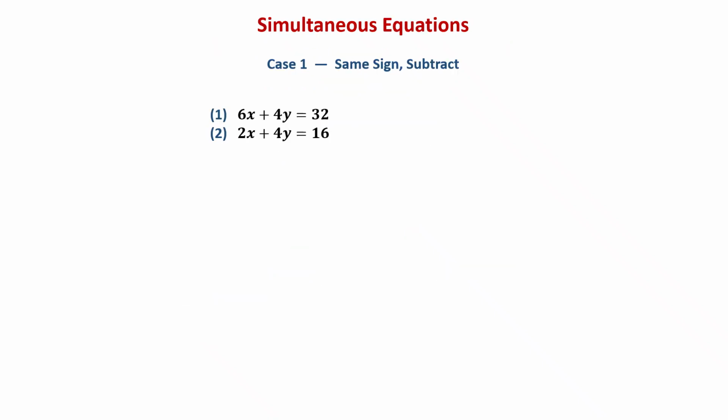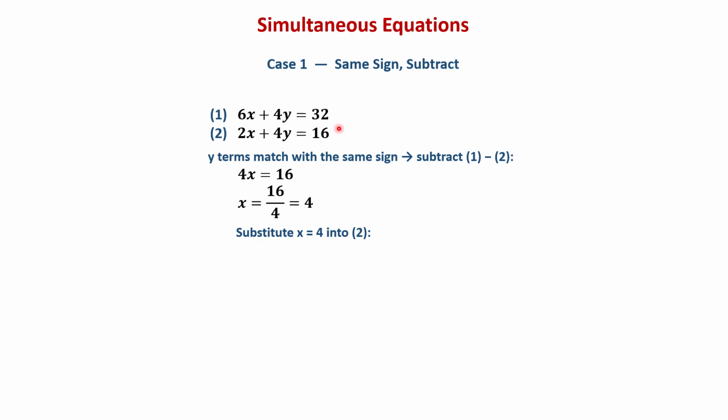6x plus 4y equals 32. 2x plus 4y equals 16. It's similar. The 4 and 4 are equal, so we subtract equation 1 from 2. So 6x minus 2x is 4x, and 32 minus 16 is 16. Divide both by 4, you got x equal 4. And then find y by substituting in each of the equations. Equation 2 has smaller numbers, so we'll use it. So instead of 2x, I'll write 2 times 4 plus 4y equals 16. I replace the x with 4.